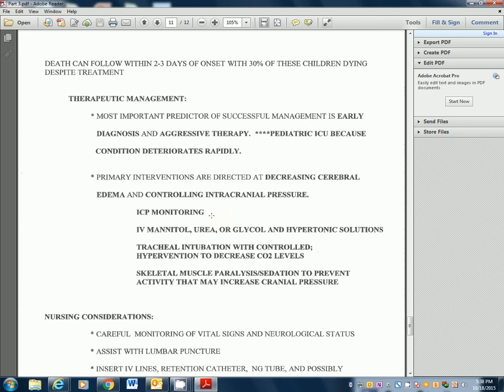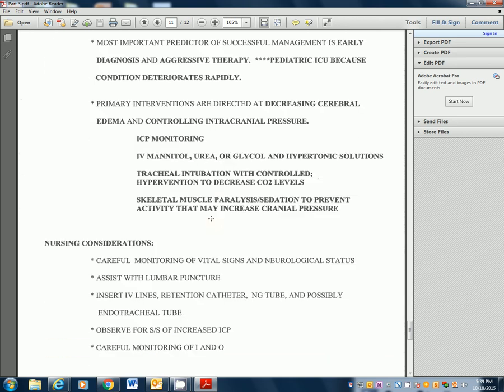Therapeutic management, the most important predictor of successful management is early diagnosis and aggressive therapy. They're going to be in ICU because they can deteriorate so quickly, and they'll need a lot of monitoring, such as intracranial pressure monitoring. They may need tracheal intubation, skeletal muscle relaxants. So they have to be watched very carefully.